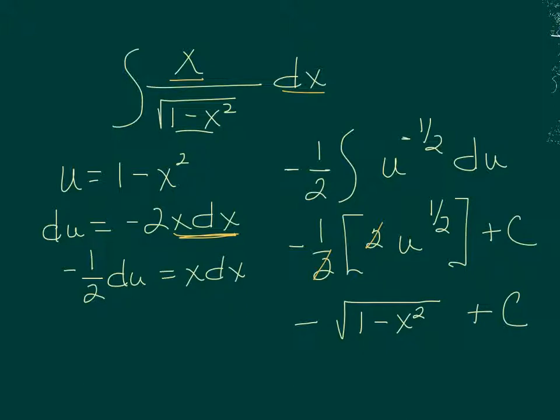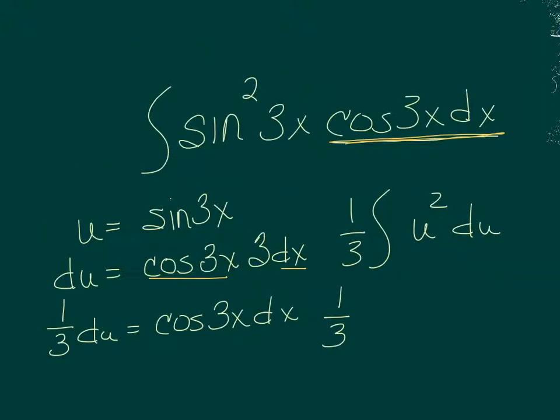Let's look at one with a trig function. Okay, I forgot to hit play here, but here we had the integral of sine squared 3x cosine 3x dx. And notice sine of 3x is squared, so I let u equal the sine of 3x. When we took the derivative of u, we got the cosine of 3x times 3 dx. I had cosine 3x dx in my original problem, so I multiplied both sides by 1/3 and then made my substitution.